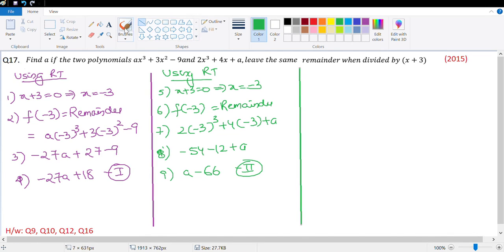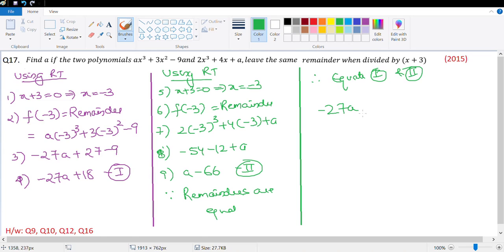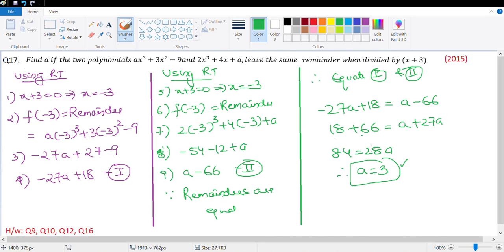Now, since the remainders are equal, therefore equate 1 and 2, and what we get is negative 27a plus 18 is equal to a minus 66, which means 18 plus 66 is equal to a plus 27a, that's 84 is equal to 28a, therefore a is equal to 3. Perfect. Similar question to the last one.